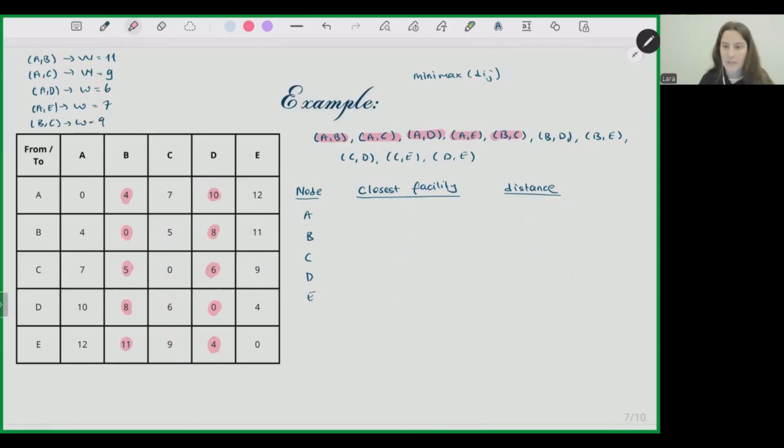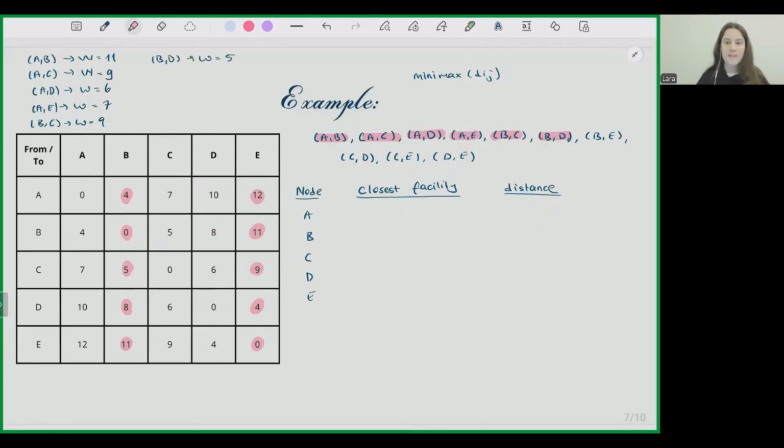Okay. On to the next set, B and D. So for A, the closest facility is going to be B with 4 units of distance. For B, it's going to be itself with 0 units of distance. For C, it's going to be B with 5 units of distance. For D, it's going to be itself with 0 units of distance. And for E, it's going to be D with 4 units of distance. And the maximum here is going to be 5. So BD W is going to be 5.